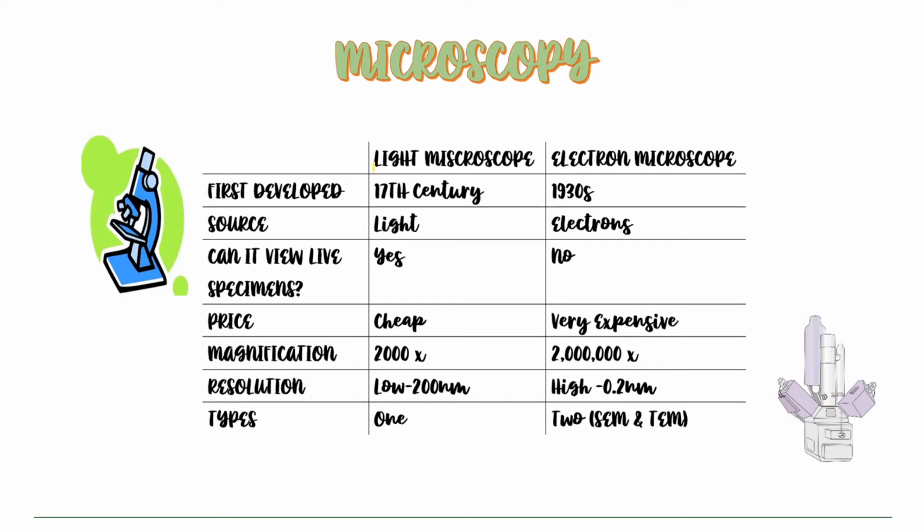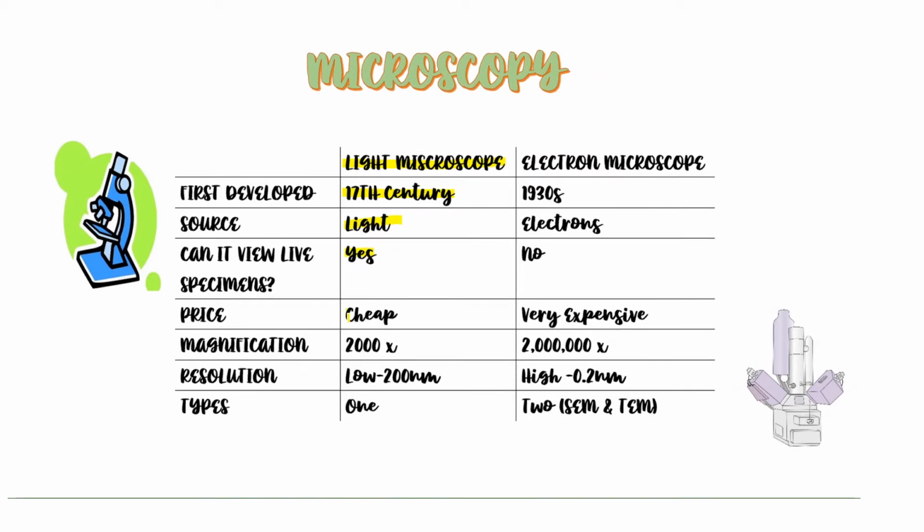So the first one we are going to study is the light microscope. It was first developed in the 17th century and it uses light as a source to form an image. Because of that, it can be used to view live objects. Its price is comparatively cheaper than that of an electron microscope. It can magnify up to 2000 times, which means that it can zoom up to 2000 times.